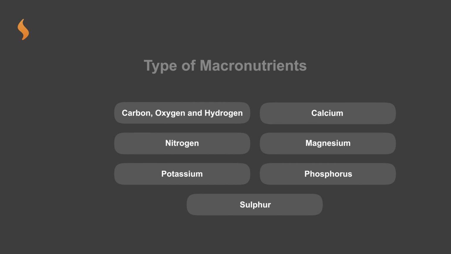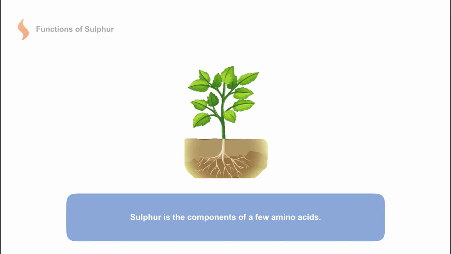Now, let's look into the type of sulfur. Sulfur is a component of a few amino acids. Sulfur is one of the vitamin B constituents and a component of a few types of coenzymes. Sulfur deficiency will cause leaves or the whole plant to turn yellow.